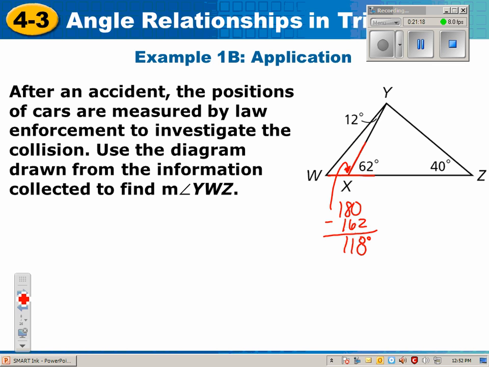Okay, and then? So 180 minus 118 would be 62. Okay, but that's not my answer. So Jonathan, be careful. This angle plus this angle does not add to be 180. Okay, so what should I do? I don't just do 180 minus 118. That's not the measure of this angle.